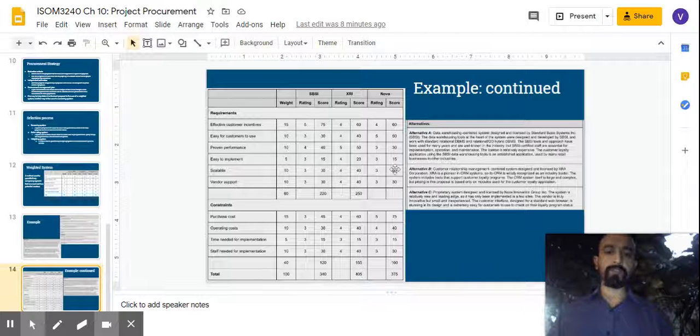So similarly, we rate all the other requirements as well as all the other constraints, and we get our list of scores for each of these three alternatives. And then we add them all up, and we see that in this case, XRI is our winner.